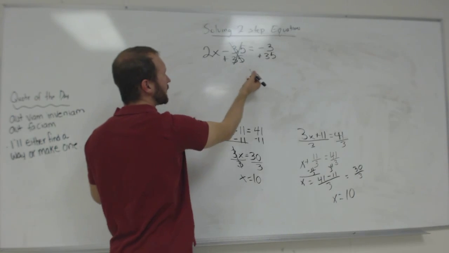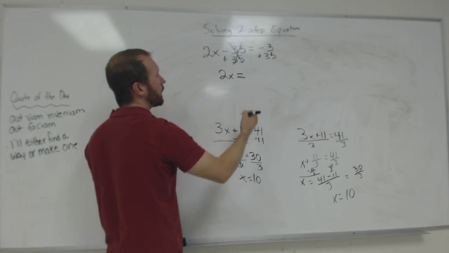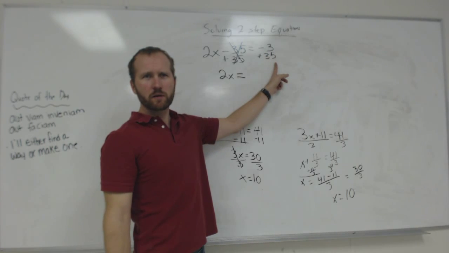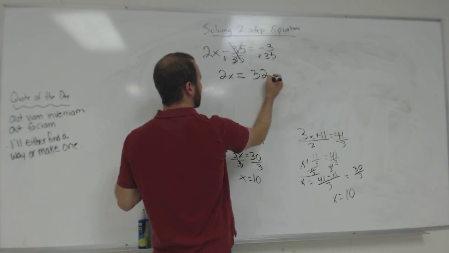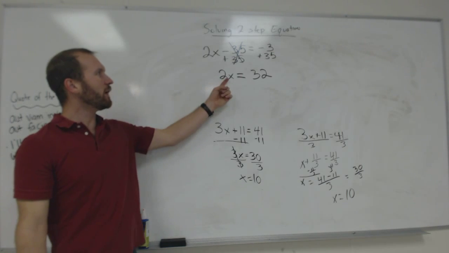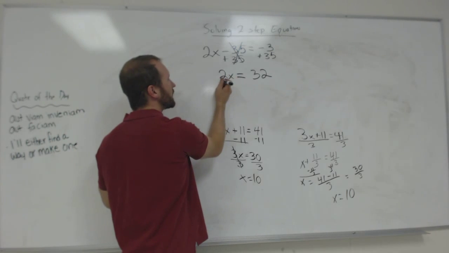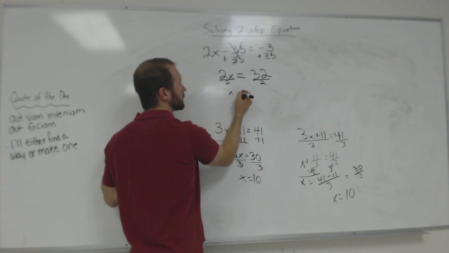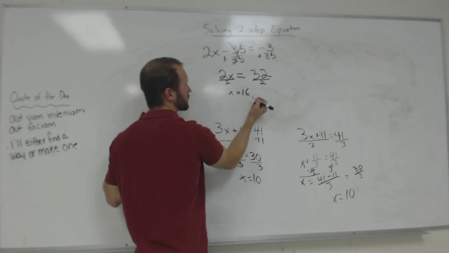So I have to do this to both sides. Yes. 2x is what's left on the left. On the right, I have negative 3 plus 35. What's the answer to that? 32. Am I done? No. I don't have x all alone yet. Divide! This means 2 times x, so I divide by 2. And I get x equals 32 divided by 2 is 16.